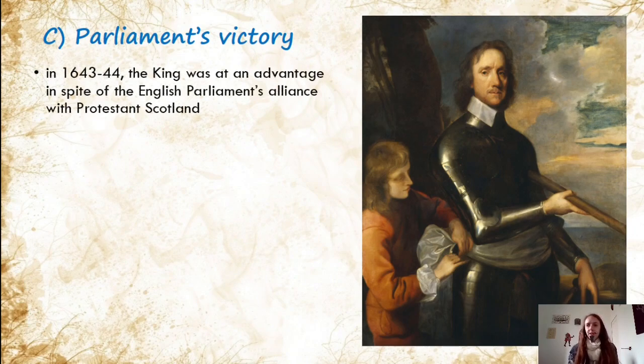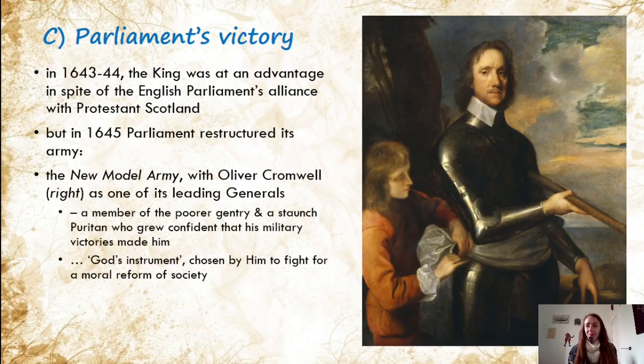Now, in 1643-44, the king was at an advantage in spite of the English Parliament's alliance with Protestant Scotland that made it a bit stronger. But in 1645, Parliament decided to restructure its army, leading to the so-called New Model Army, with Oliver Cromwell, pictured on the right of the slides, as one of its leading generals. Of course, Cromwell will come back quite prominently.